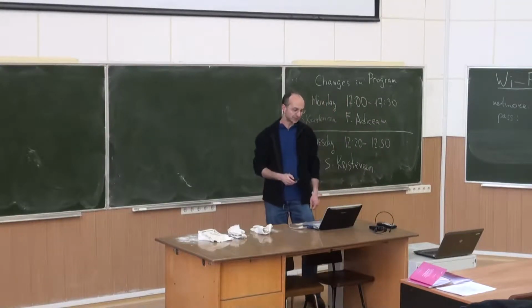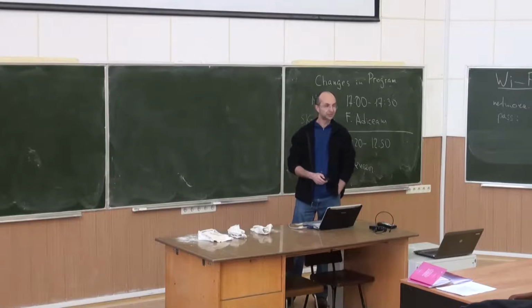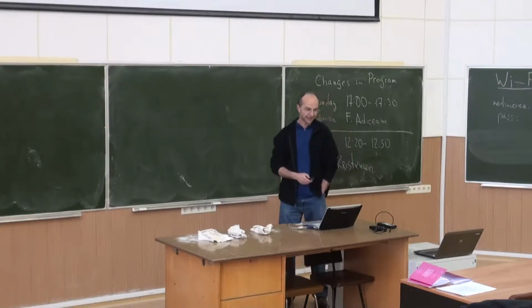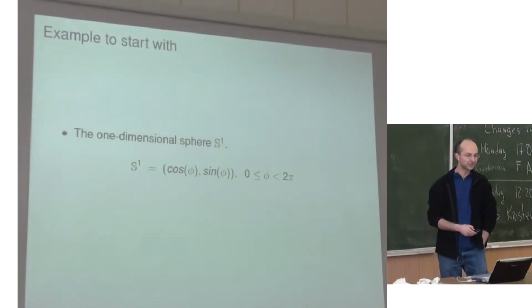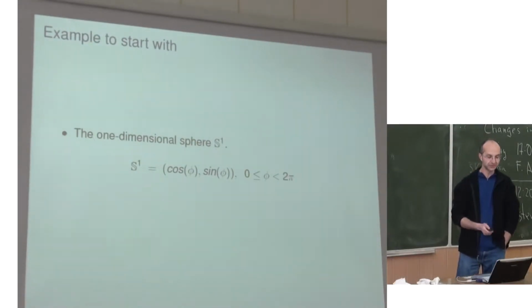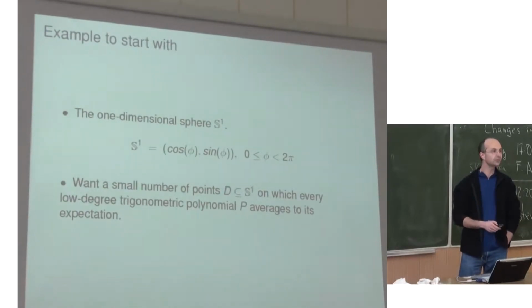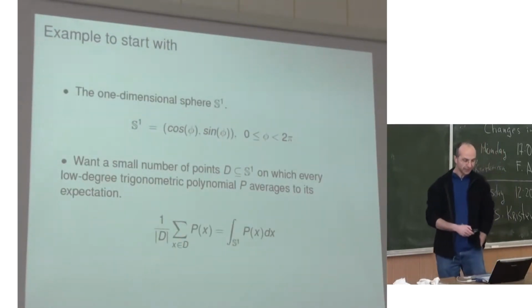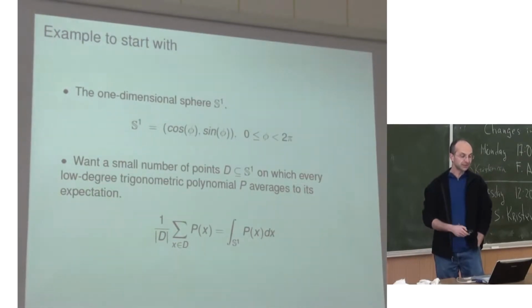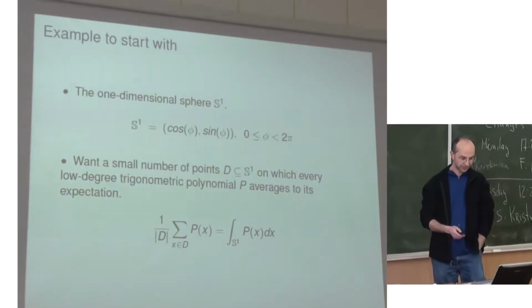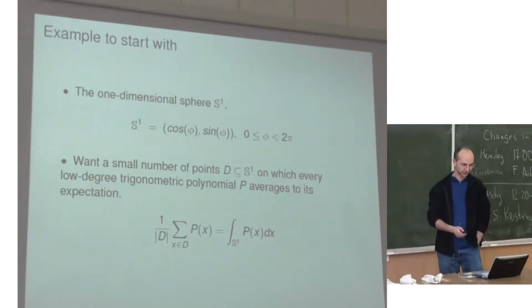Let's start with an example. We take the one-dimensional sphere, the circle, and we parameterize it by the interval 0 to pi. We want a small number of points on which every low-degree polynomial averages to its global average on the circle. Meaning that if I average this polynomial on the points of the set D, I get the integral with respect to the normalized measure of the circle.